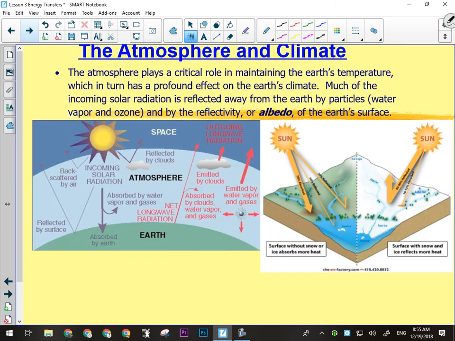So the atmosphere plays a critical role in maintaining the Earth's temperature, which in turn has a profound effect on Earth's climate. So the nature of the atmosphere is very important in that regard. Much of the incoming solar radiation is reflected away from the Earth by particles in the atmosphere: water vapor, ozone, particulates. We know from climate research that a volcanic eruption anywhere on Earth, if it's severe enough, can lead to a cooler year the following year, just because of the amount of dust and smoke and ash that ends up in the atmosphere as a result of it.